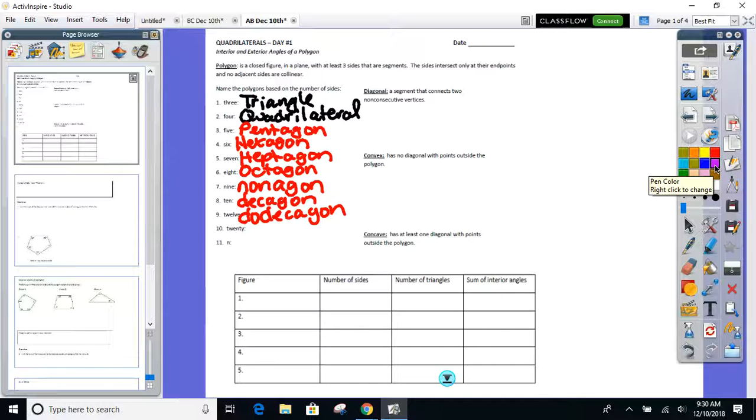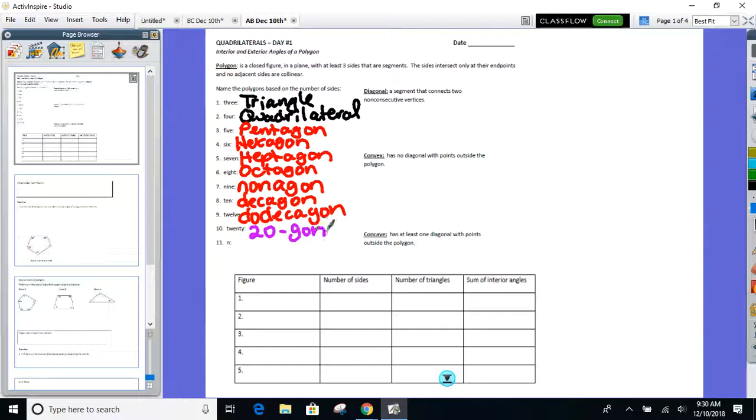Because once it gets above 12, here's what we start doing. 20-gon. That's what we're going to start doing. Anything above 12, we can just call the side numbers gon. So for n-gon, however many sides. Let's just get in that habit.